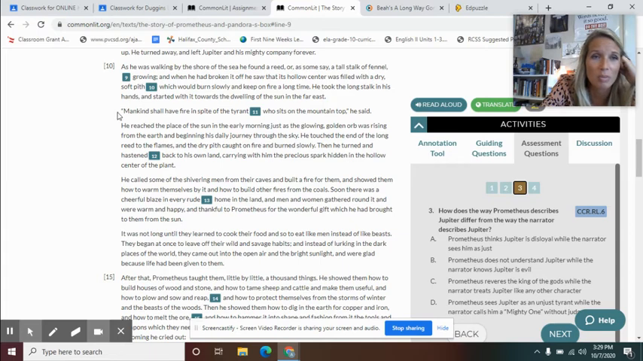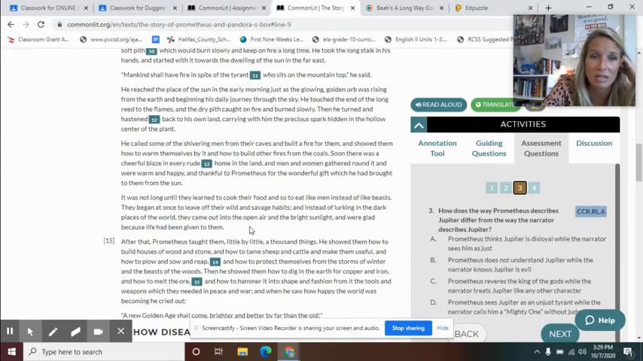Okay, this is what Prometheus says about Juniper. So you read that part right there and you say, what does he think about him? And then what does the narrator think about him? And are the things that they both say the same or different? That's how you answer number 3.